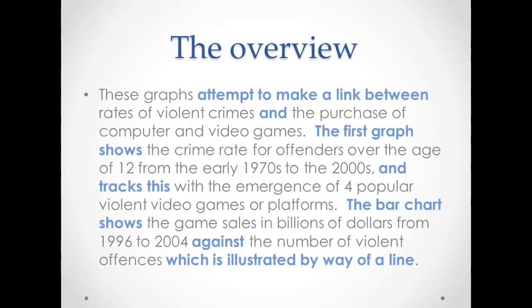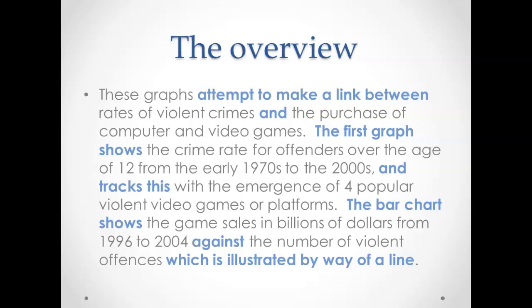These graphs attempt to make a link between rates of violent crimes and the purchase of computer and video games. The first graph shows the crime rate for offenders over the age of 12 from the early 1970s to the 2000s, and tracks this with the emergence of 4 popular violent video games or platforms. The bar chart shows the game sales in billions of dollars from 1996 to 2004, against the number of violent offences, which is illustrated by way of a line.